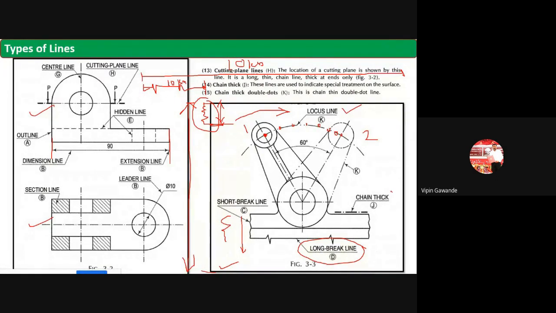Okay. So chain thick lines, these are used for indicating special treatment on the surface. जर आपल्याला काही स्पेशल इथे मेन्शन करायचं असेल, so for that purpose we are using these thin chain thick lines. Okay. So these are the different types of lines. These are used for engineering drawing. So I hope you understand these things.